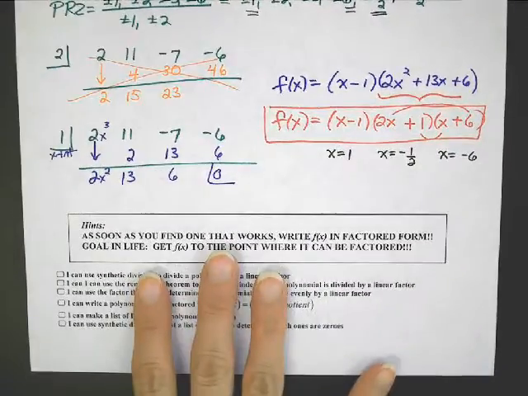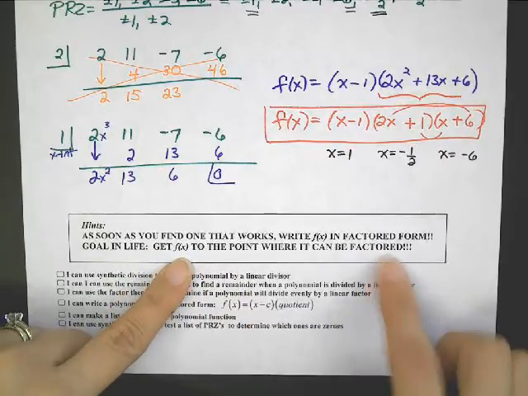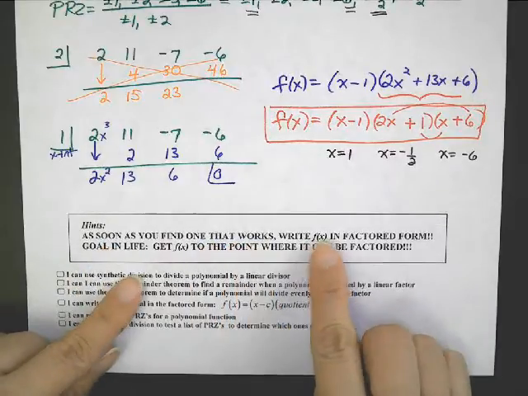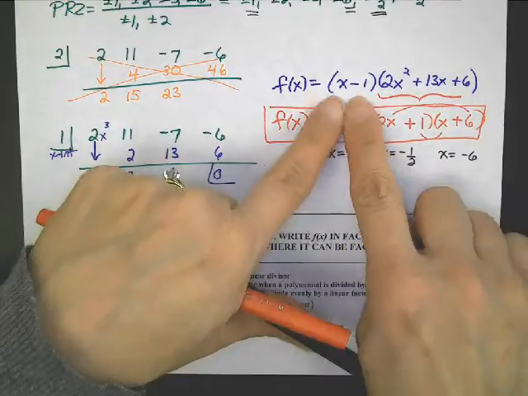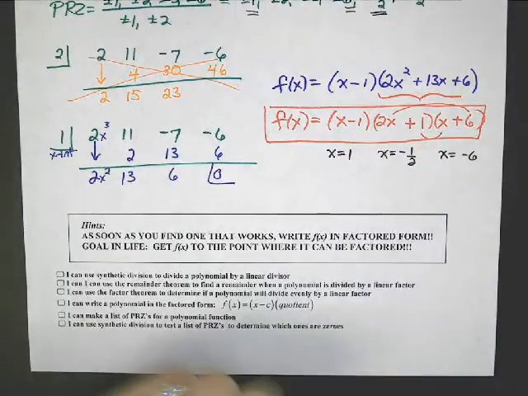Okay? So your goal in life is to get f of x to the point where it can just be factored by hand. So as soon as you find one that works, write f of x in factored form. That's what we did. And if you can factor by hand, it actually will be very easy that way.